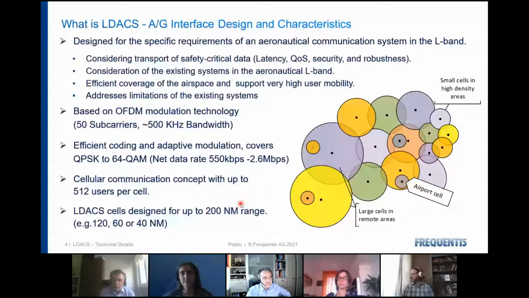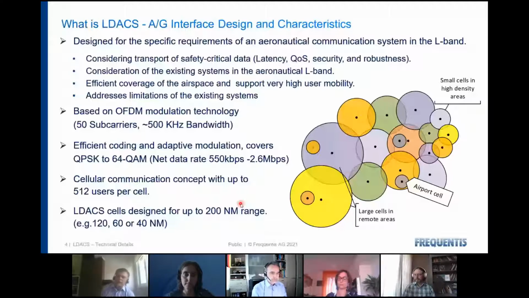So it was also necessary for the system design to address the limitations of the existing systems, such as lack of security or lack of deterministic channel access or the problem of detecting link losses. As already mentioned, the system is based on OFDM. Michael covered this. In the reverse link, that means from the aircraft to the ground, the aircraft stations are separated by time and per frequency, and the ground station transmits continuously OFDM symbols on the forward link, that means from the ground to the air.